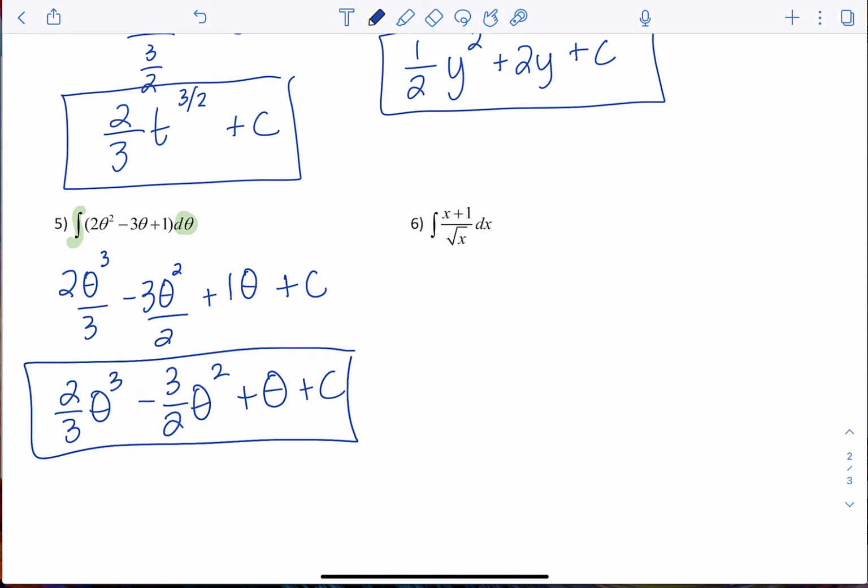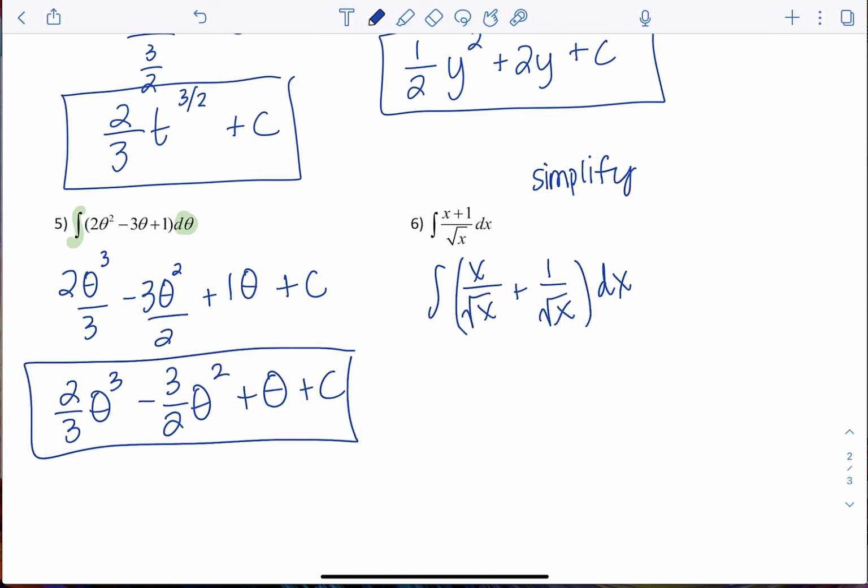Now, what about number 6? I see a quotient here, and we had a quotient rule for derivatives, and we will eventually have something like a quotient rule for antiderivatives, but we don't have it yet. So for this part of this course, we'll always be able to simplify into some version of our power rule. So here, what we can do is we can make this x over the square root of x plus 1 over the square root of x, and all of that is with respect to x.